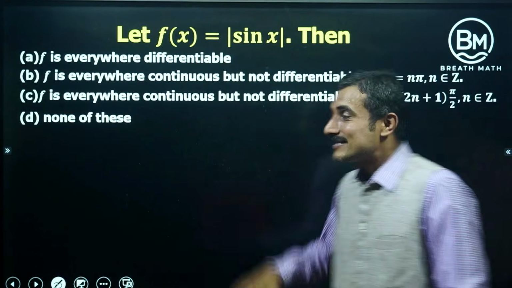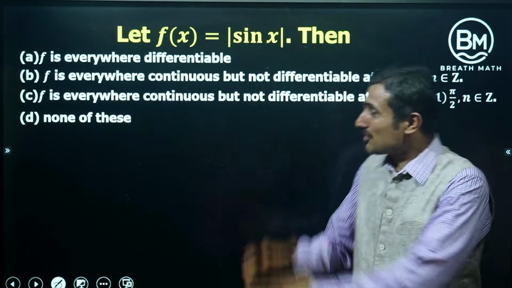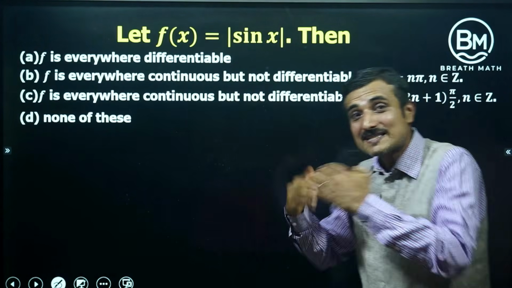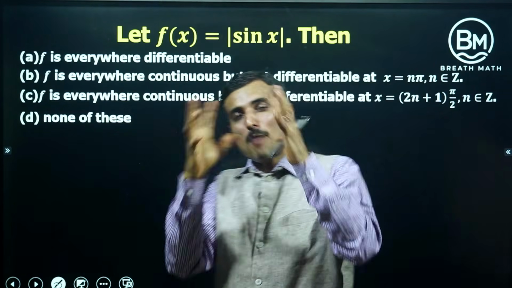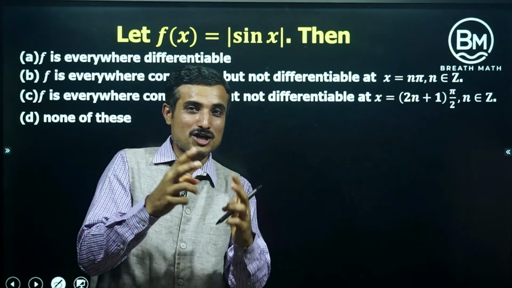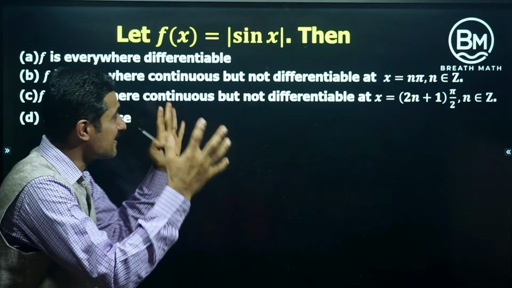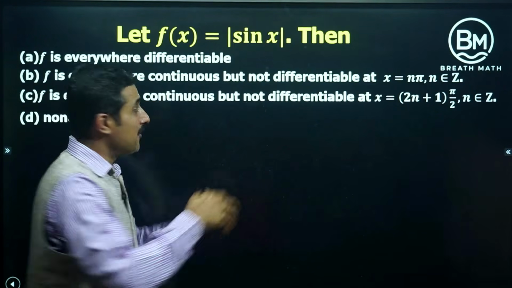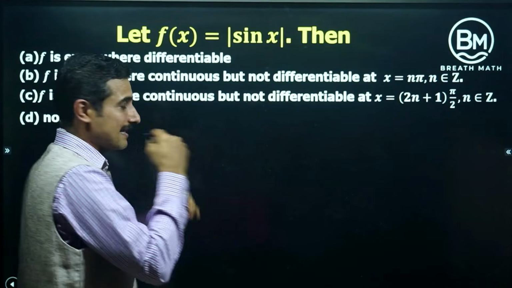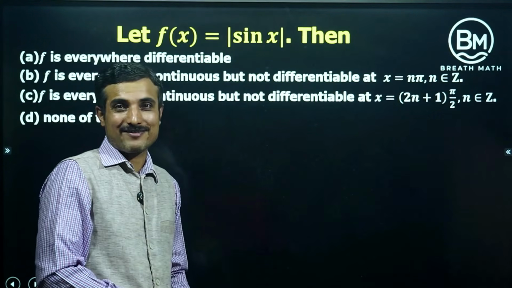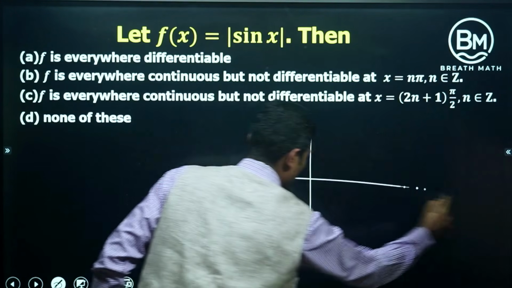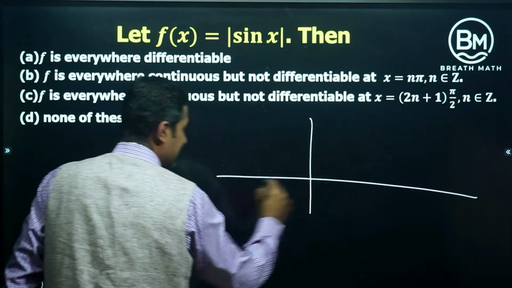Now, second question. The function is modulus of sin x. It's a composite function. We have 2 functions. One is sine and the other one is the absolute value function. But modulus of sin x, how do you draw the graph? You draw the x-axis, y-axis, and you draw the sine function.